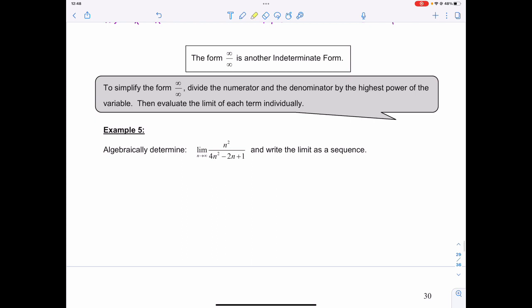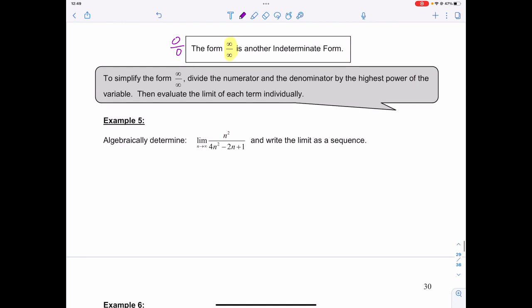We have another indeterminate form. Infinity over infinity is also an indeterminate form, just like 0 over 0 is an indeterminate form. To simplify the form of infinity over infinity, divide the numerator and the denominator by the highest power of the variable. In the last case, the highest power of the variable was just n to the power of 1. Then we're going to evaluate each of the individual terms.